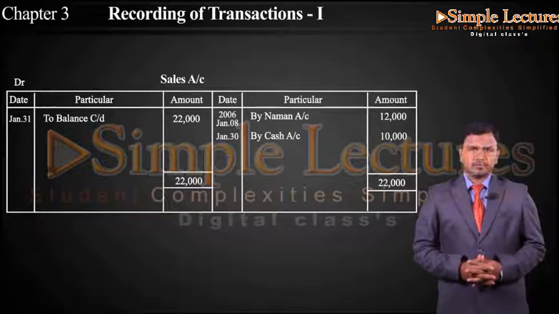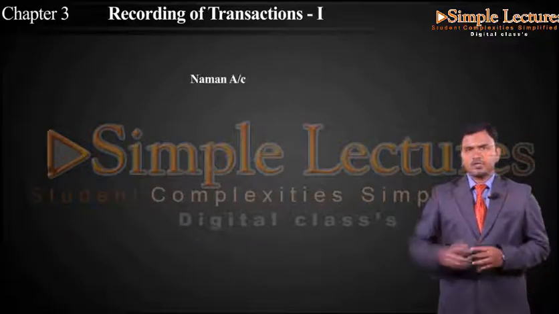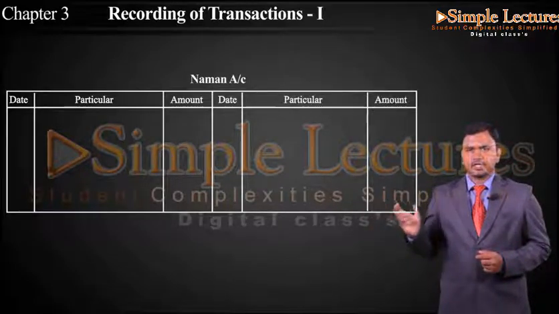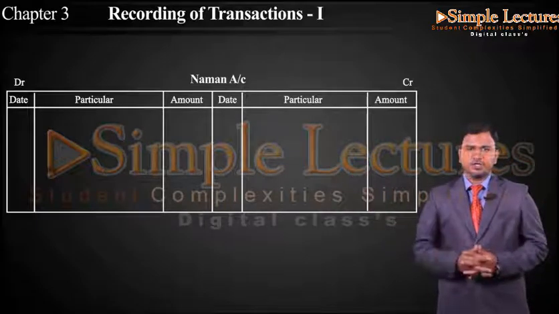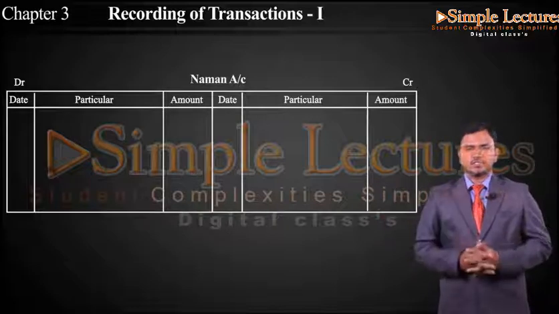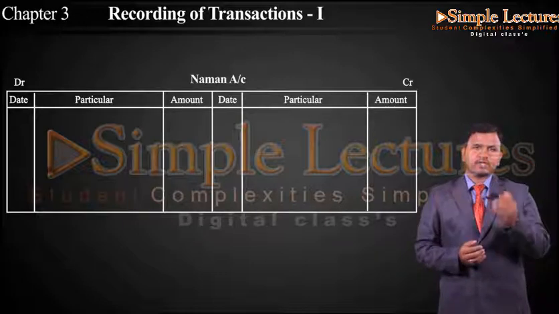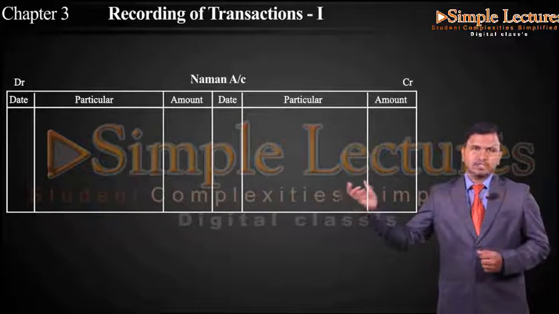Next account we have to prepare is for Naman. So again coming to the Naman, the format remains the same: date, particulars, amount, date, particulars, amount, debit side, credit side, title of the table, Naman account. Coming to Naman account, we will see in the journal wherever we have entries or transactions with the Naman, the same will be posted to the ledger account.